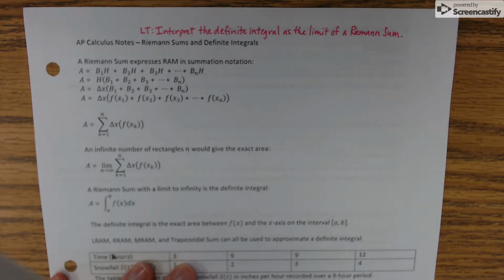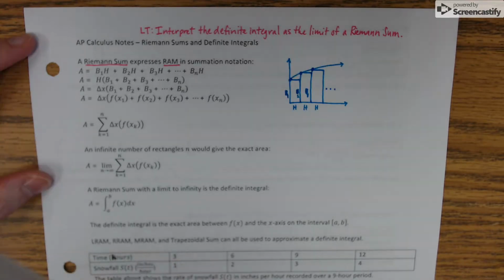So if you would copy the learning target with me, it's to interpret the definite integral as the limit of a Riemann sum. I'd like to start by defining what a Riemann sum is, and it's just an expression of the rectangular approximation method that we've been working on, but it does it in a formal way using summation notation.